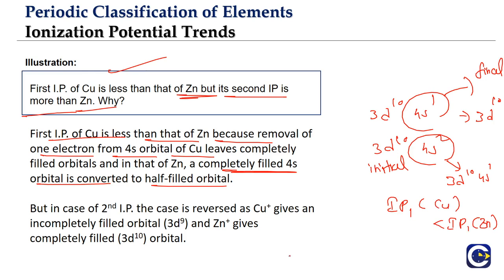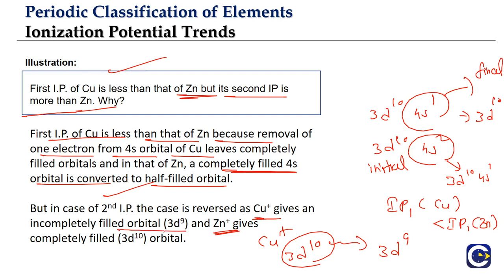Zinc IP1 is higher. Whereas when we talk about the second ionization potential, we are talking about removal of an electron from copper plus and removal of an electron from zinc plus. What is the copper plus arrangement? Already we have seen, copper plus has 3d10. You want to remove an electron, so you will go to 3d9. 3d10 is stable, so if you remove an electron from copper plus, we are going from a stable arrangement to an unstable one.